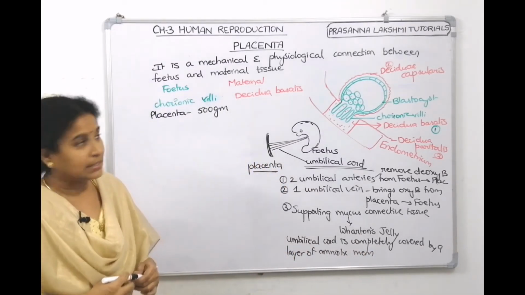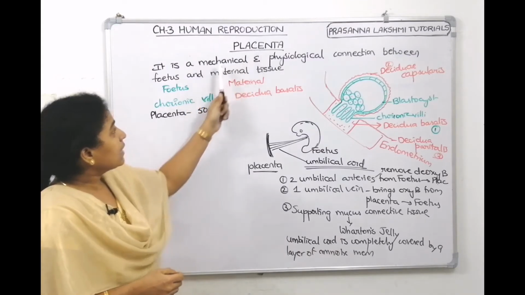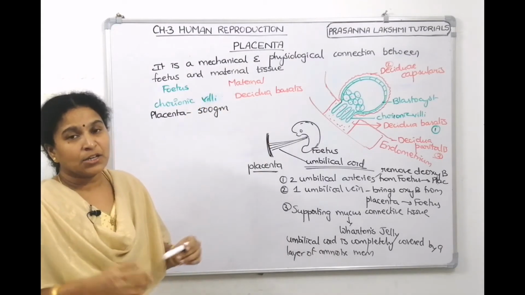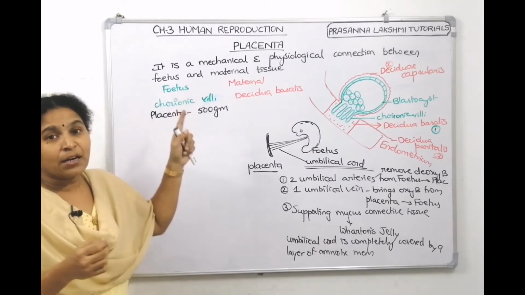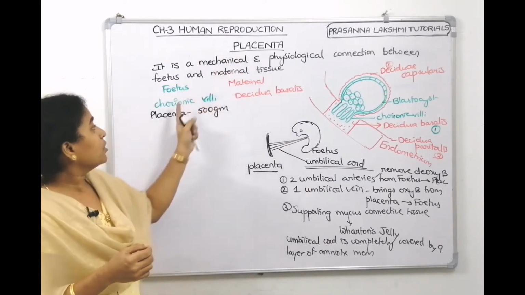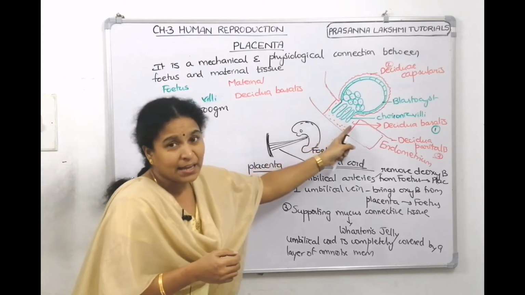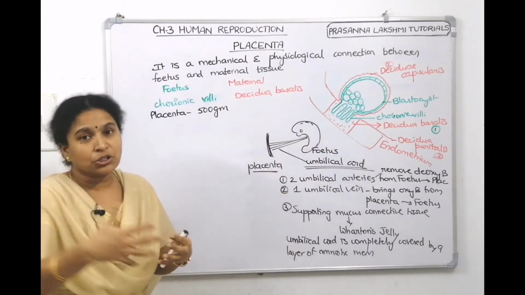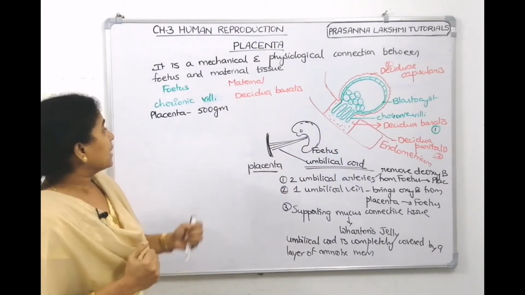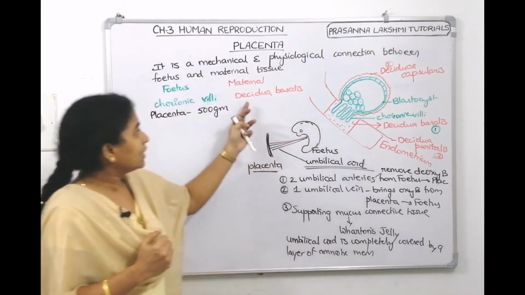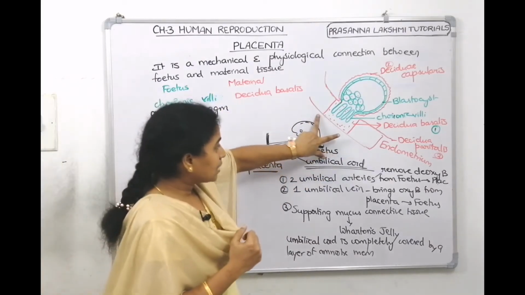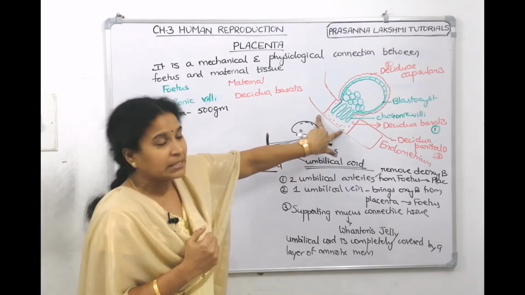We are talking about placenta. We said placenta is a mechanical and physiological connection between the fetus and the maternal tissue. The fetal part which contributes to placenta formation is the chorionic villi. Chorionic villi are the projections of the trophoectodermal cells. The maternal part which contributes to placenta formation is the Decidua basalis.